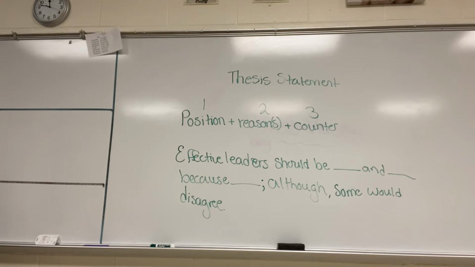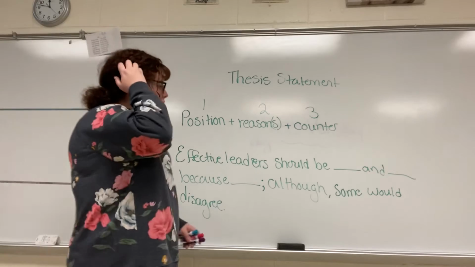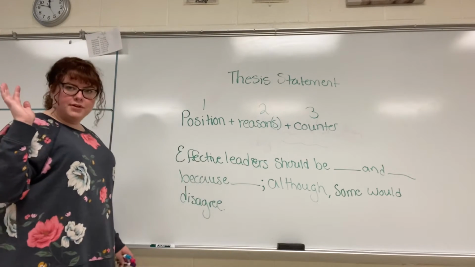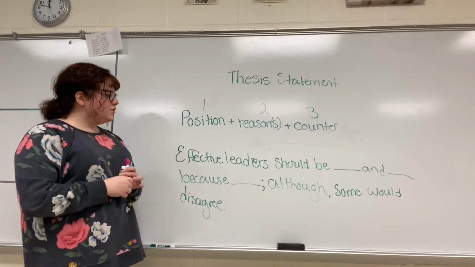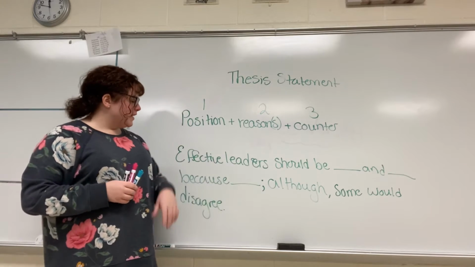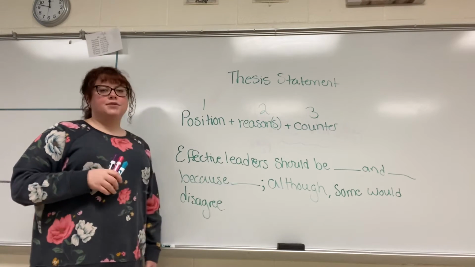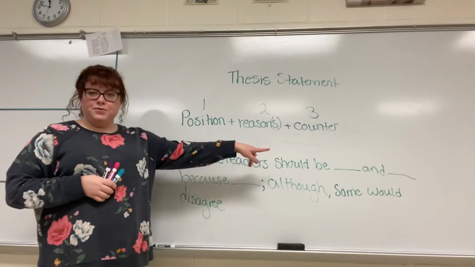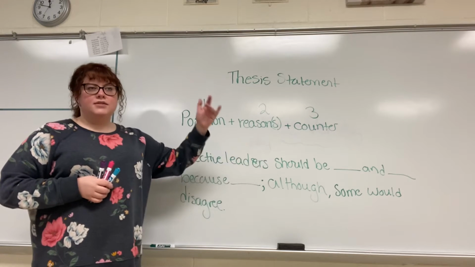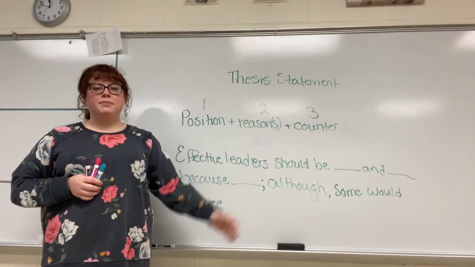Let me grab some more markers so I can color code this. If I see that, can we see that example pretty good, not in the way? Okay. So here's your example. Effective leaders should be blank and blank because blank, although some would disagree. Now then, the first 2 blanks would be your reasons, right? So whatever traits you think make a good leader.